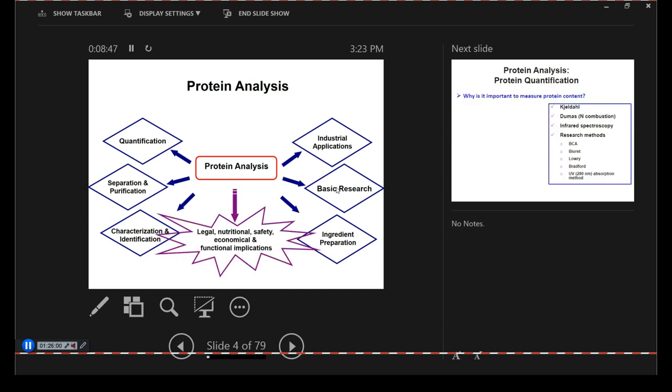So the methods used should obviously be legal, following regulations. Nutritional, meaning we have to make sure that the protein that we have produced still has nutritional value. Safe, with no toxic components generated during production. Economical methods of separation in industry or quantification. And also, what are the functional implications that we care about? Okay.